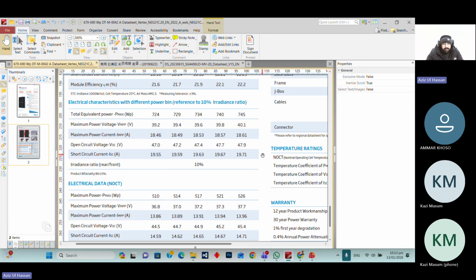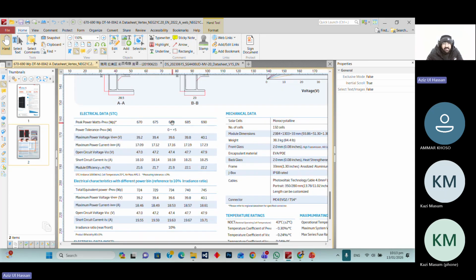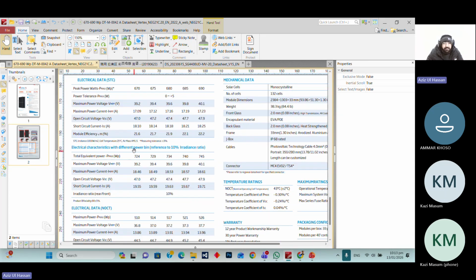Okay, so basically, these are the powers which I have just talked about. Like in the previous days, when we were doing the cable sizing, what are basically those powers? We have peak power in watts, like 610 watt, 670 watt, 675 watt PV modules. So these are the peak powers. And then we have these four values: maximum power voltage, maximum power current, open circuit voltage, and short circuit current.